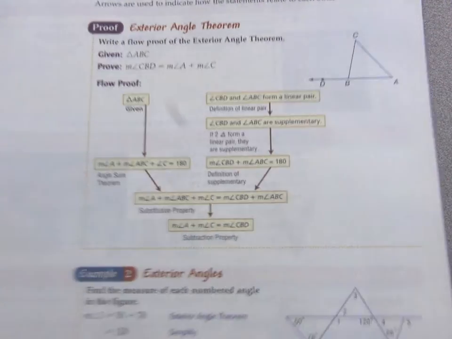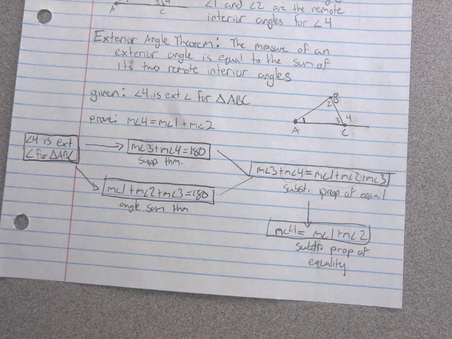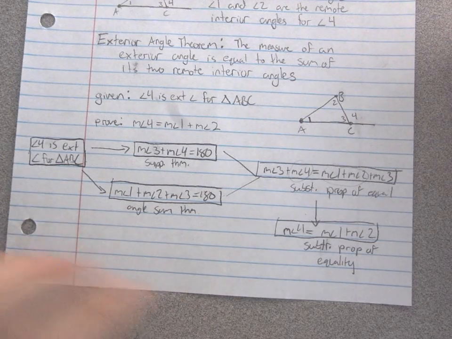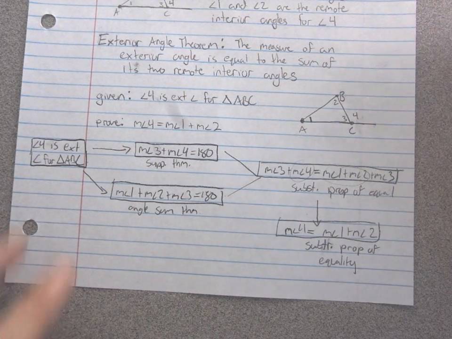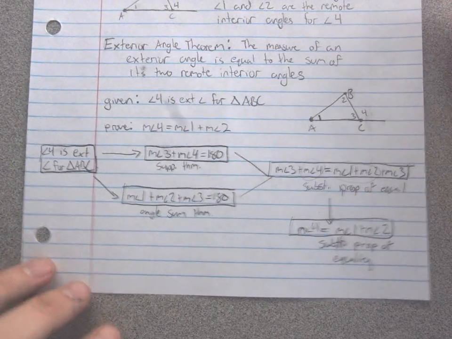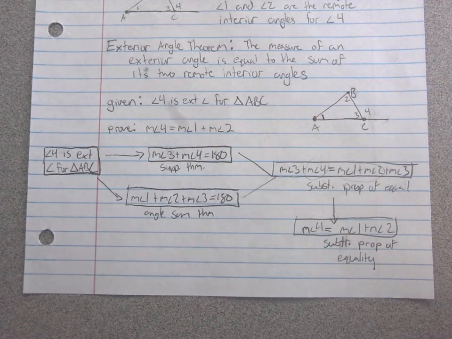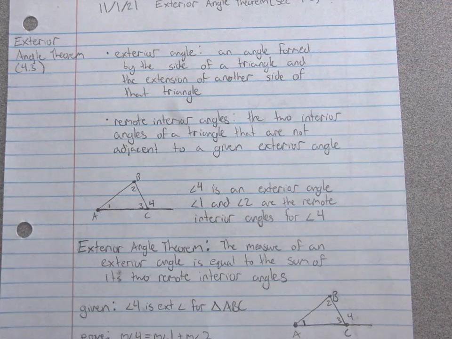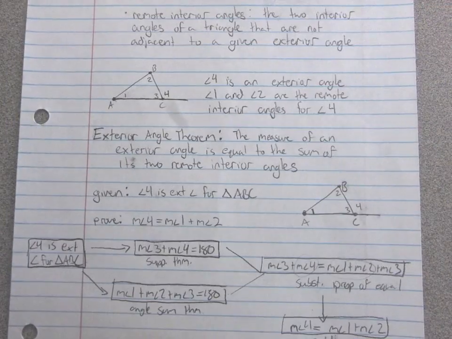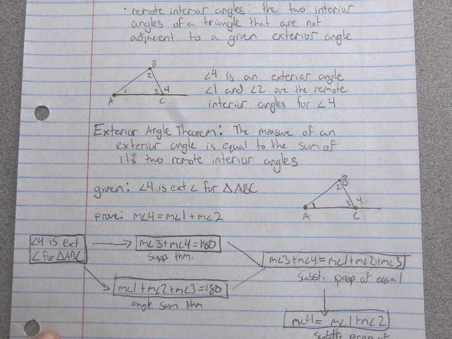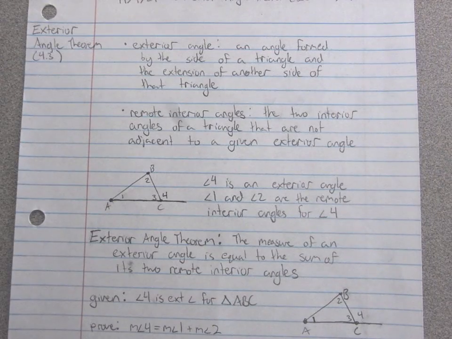Mine's a little bit different. It's a little bit maybe more streamlined. I combined some ideas. The given that I started with was slightly different, but the main ideas of that proof are basically the same. Okay, so those are things that I want you to have in your notebook. Those are fair game for a test. So if I ask you, hey, what's the justification for this step of the exterior angle theorem proof? I want you to know that.